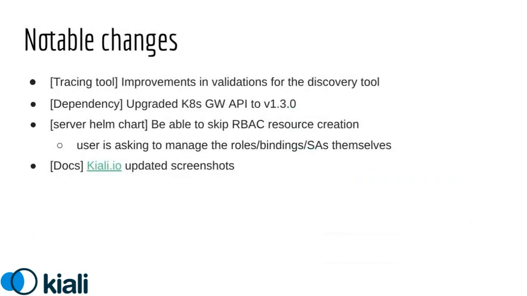Okay, moving on. Here are some notable changes from this sprint. We've made improvements in the validation and for the discovery tool. We've upgraded to Kubernetes Gateway API 1.3.0. A couple of customers have asked us in the server Helm chart to be allowed to skip the RBAC creation, so it gives users more control if they want to manage their own roles and bindings and service accounts.